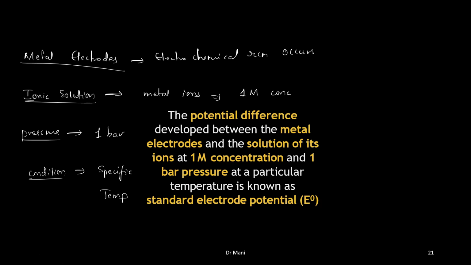Clear? Remember, the potential difference developed between this metal electrode and the ionic solution, whose metal ion concentration is 1 molar, pressure is 1 bar, and condition is a specific temperature, we call it standard electrode potential. Is that clear? What is the meaning of standard electrode potential? Remember, these are very important: 1 bar, 1 molar concentration.